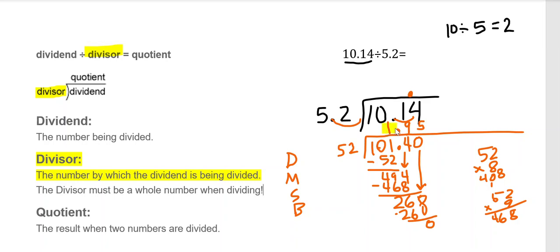And now I have my solution, 1.95, which is close. My actual answer is close to my estimated answer.